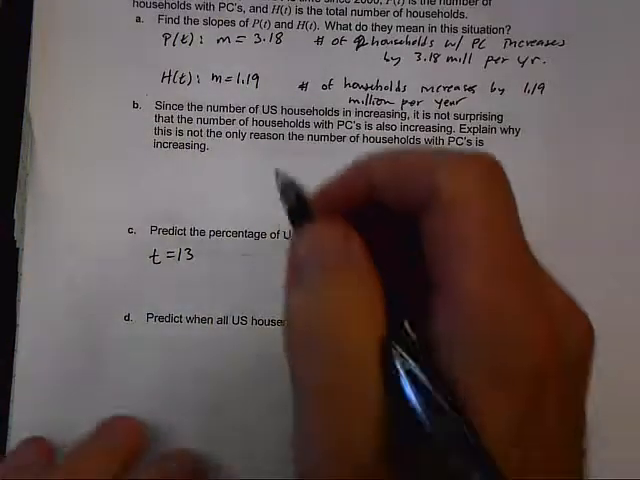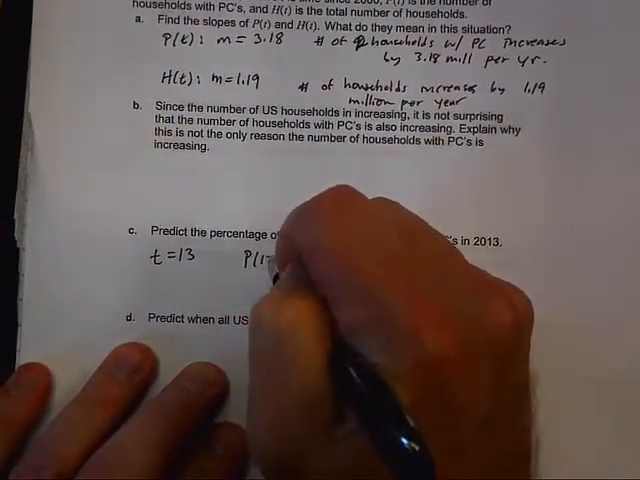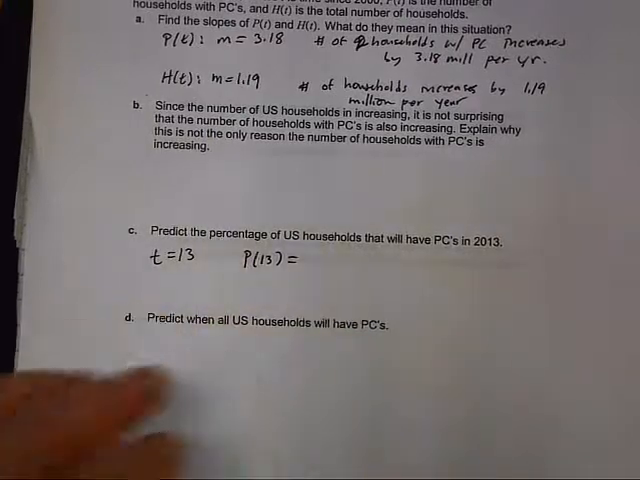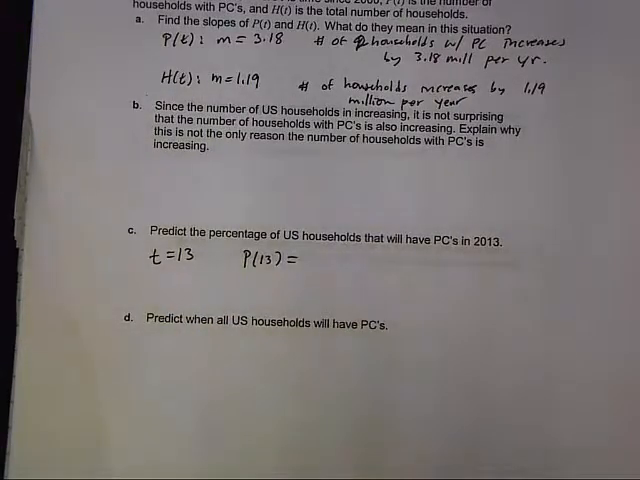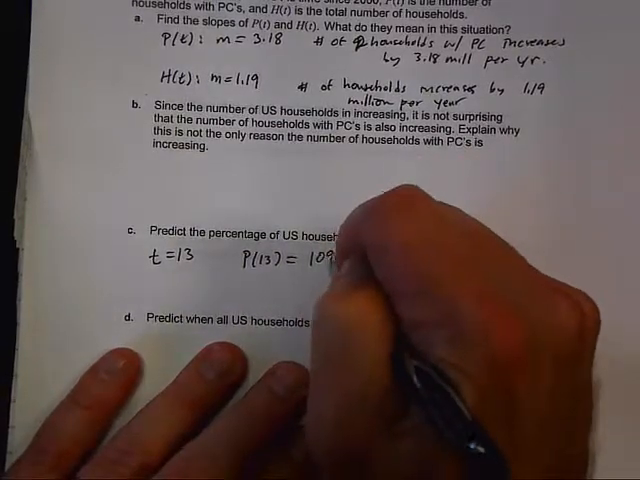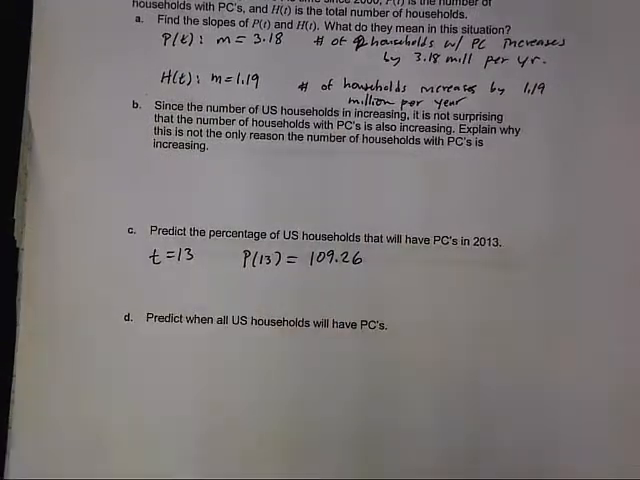Okay, so I'm going to take P of 13. I'm going to plug it in. I'm just going to use my calculator. So I'm going to have 3.18 times 13 plus 67.92. That gives 109.26. Okay, so what does that number tell me?